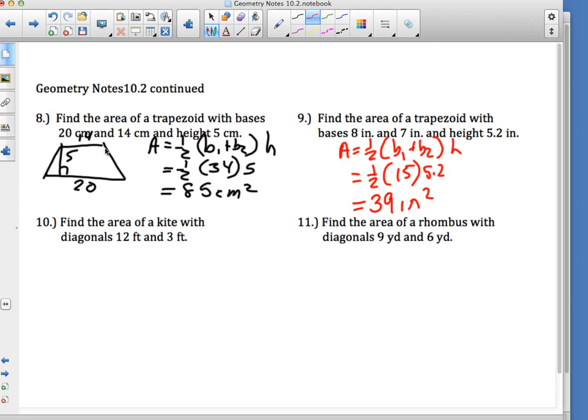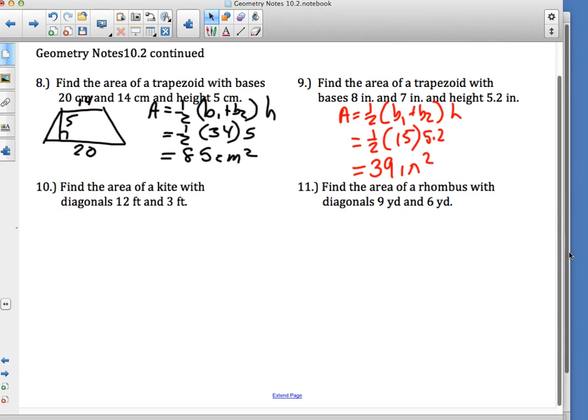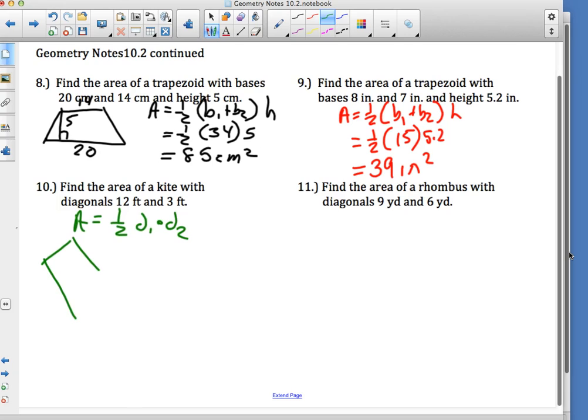Okay, basic. Now, when we're doing this other one, we're talking about the area with diagonals that are perpendicular, and they talk about a kite here. A kite generally looks like this. I've got two diagonals that are perpendicular to each other, 12 and 3. One's 12, the other one's 3. 12 times 3 is 36, divided by 2, which is 18 feet squared.